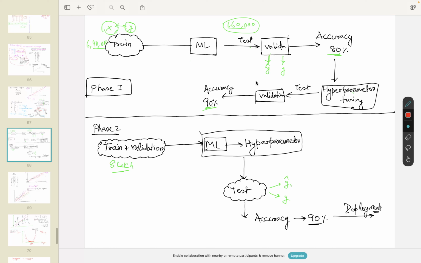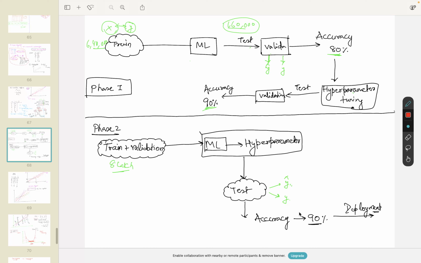Once this is done, we'll combine the entire training and validation data and train the machine learning algorithm with the hyperparameters we found. We'll combine both. We'll do the new testing with the test data that we saved for later, and we'll find the y cap, the predicted values, and the actual values. On the basis of that, we'll find the accuracy.